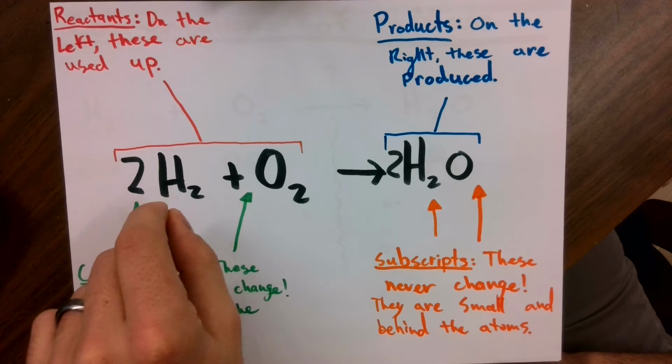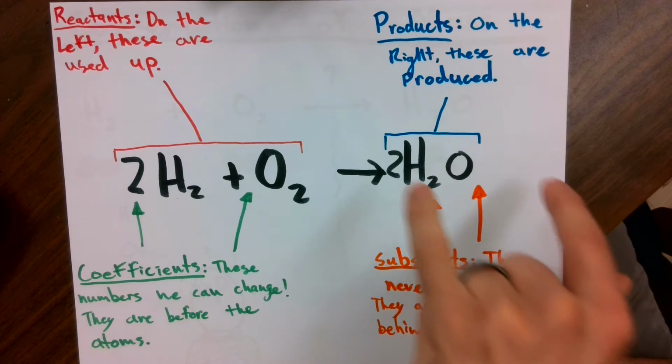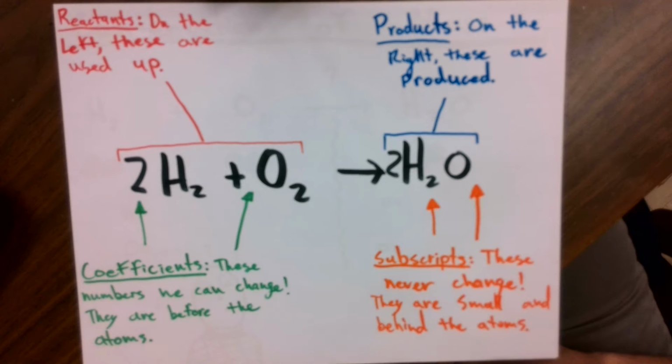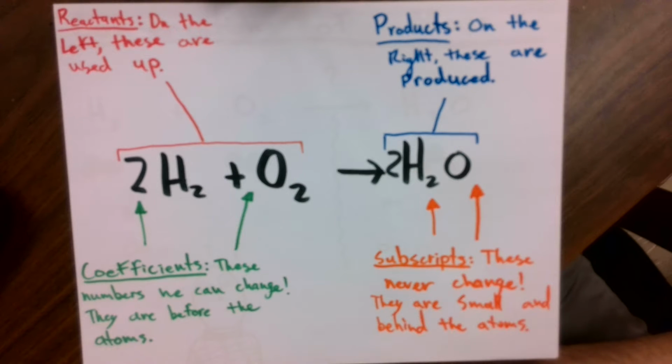on this left side. The products, these are produced. They're on the right side. So here I'm making water, H2O, okay? Products are the things that are produced at the end of the reaction.